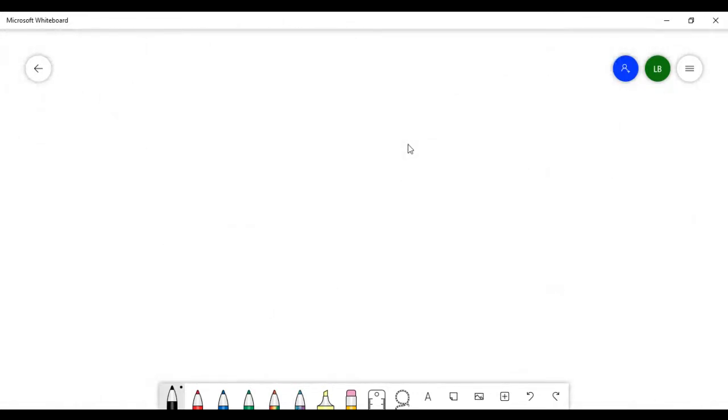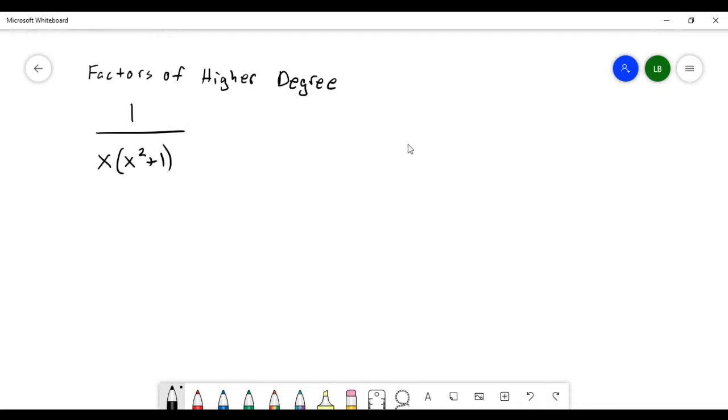Another complicated situation you might run into with partial fractions is if you have factors of higher degree. So, for instance, if on the denominator you had a quadratic that you couldn't factor, such as x squared plus 1, then that's another complication because you can't have just a constant as the numerator. So we'll go ahead and do another example. Let's say you wanted to decompose 1 over x times x squared plus 1.